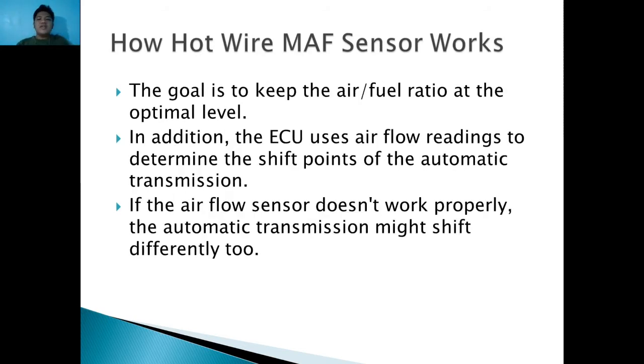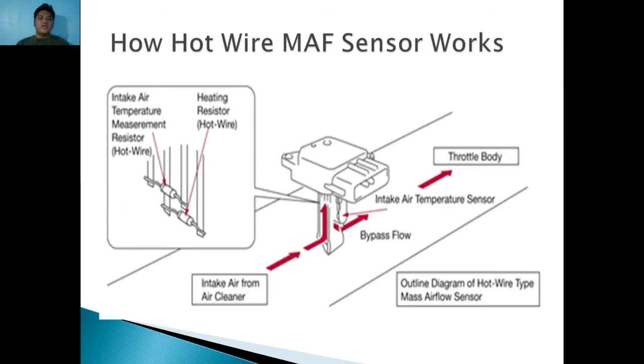The goal is to keep the air-fuel ratio at the optimal level. In addition, the ECU uses airflow readings to determine the shift positions of the automatic transmission. If the airflow sensor doesn't work properly, the automatic transmission might shift differently too. So this is the example of what I've told.